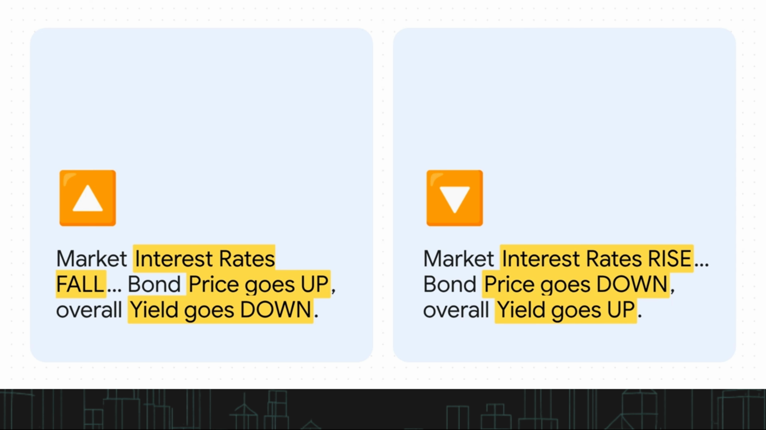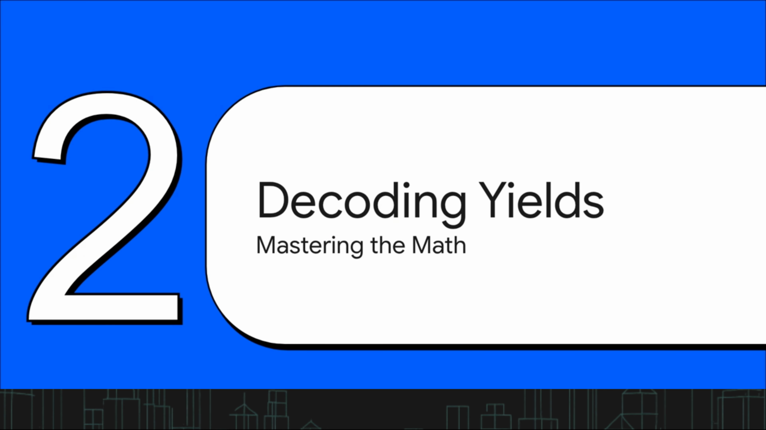When market rates rise, those older, lower coupon bonds look, well, kind of lame. Their prices fall, which means their yield goes up for anyone who buys them today. It's a perfect inverse relationship: price up, yield down, price down, yield up. Okay, now that we have that seesaw in our heads, we can decode the four types of yield you're going to see on the exam.